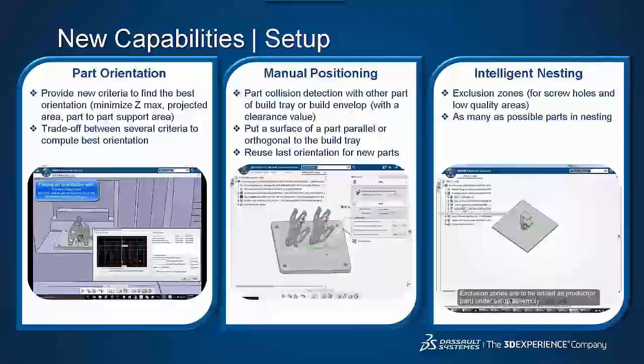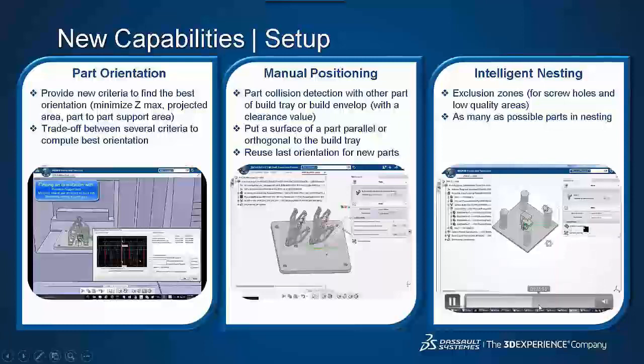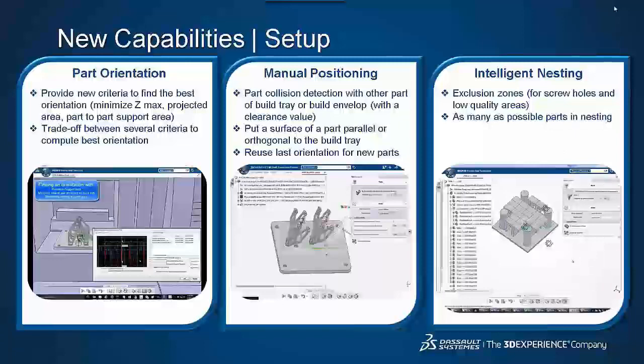So finally, there's also new capabilities for being able to nest as many parts as possible on the build tray. And to include these capabilities, we have also incorporated the ability to define exclusion zones. So you can create zones where you don't want parts to be nested or created on your build tray. And then you can use these automatic nesting tools to pack as many parts in there as possible while honoring those exclusion zones. So we've got these exclusion zones that we've specified, and we can do our automatic nesting from there.